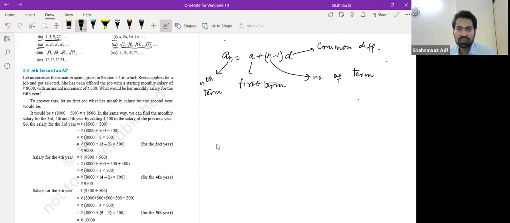Right. So let's say if I want to calculate the sixth term, what would that be, Talha? From this formula? Yes. So from this, n is 6, right? A plus, yeah, this is A6.